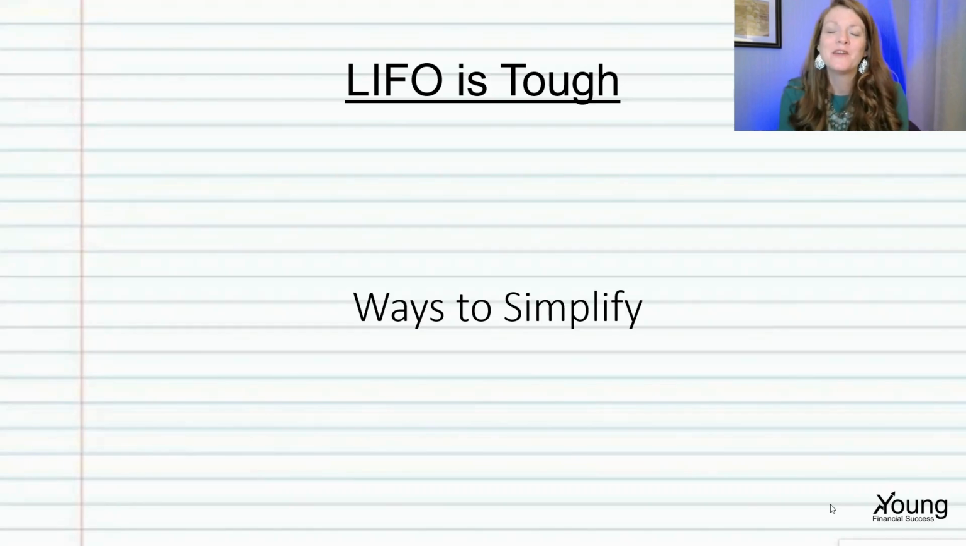Back. We are going to cover the rest of Chapter 8. This is the 5th video, and it's all about LIFO, and that is last in, first out inventory method. It can be very challenging to deal with LIFO, so we're going to talk about some of the most challenging points and ways to simplify it.